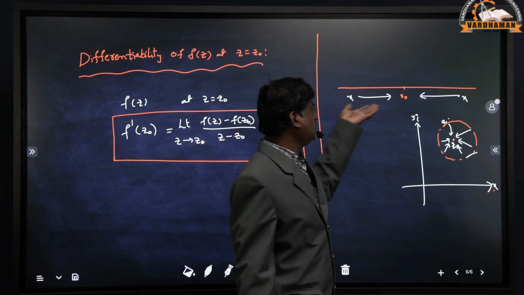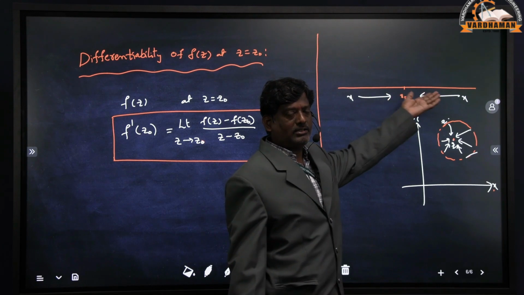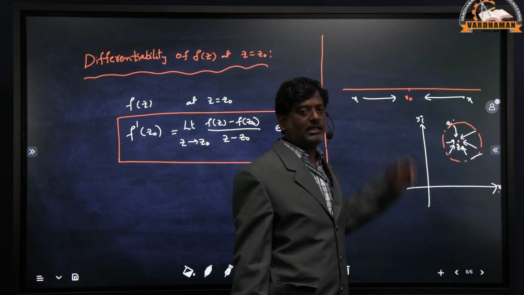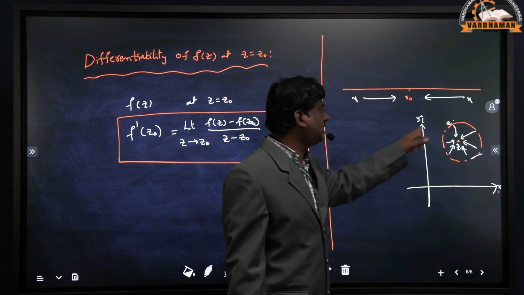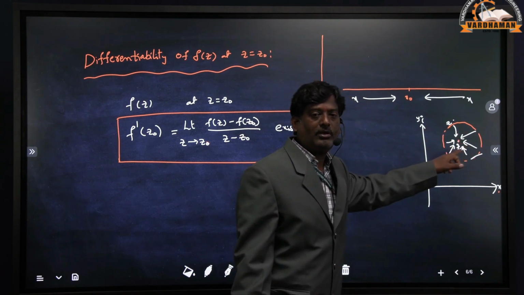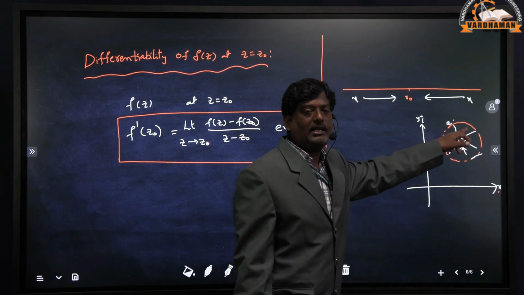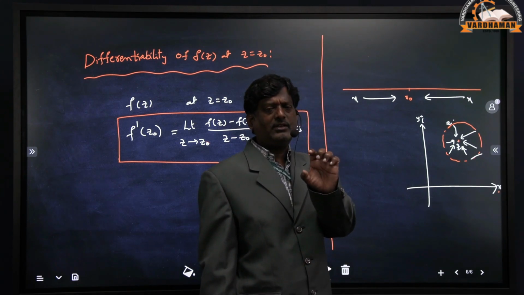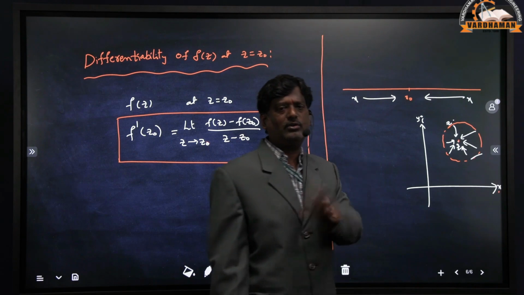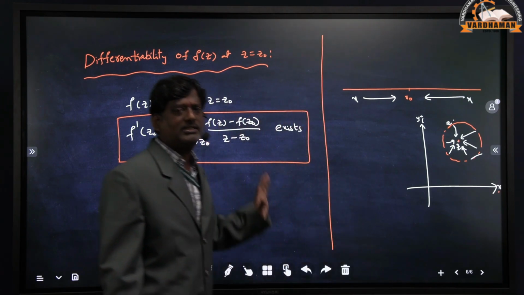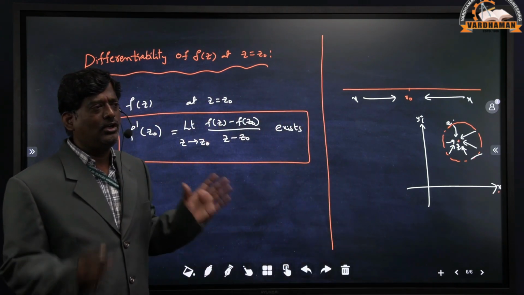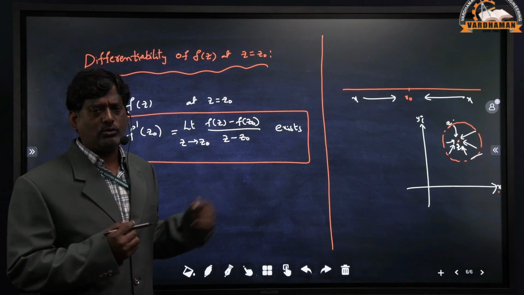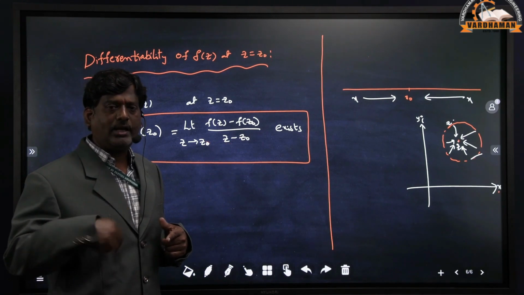In the real theory, the limit x tends to x naught, with x approaching either from the left side or the right side. In the complex theory, z approaches z naught in infinite number of ways, in any direction. That is the only difference. If you understand this concept, you can enjoy each and everything. What is meant by z tends to z naught? You can take any number of ways, not only the straight line. The curved line also you consider.